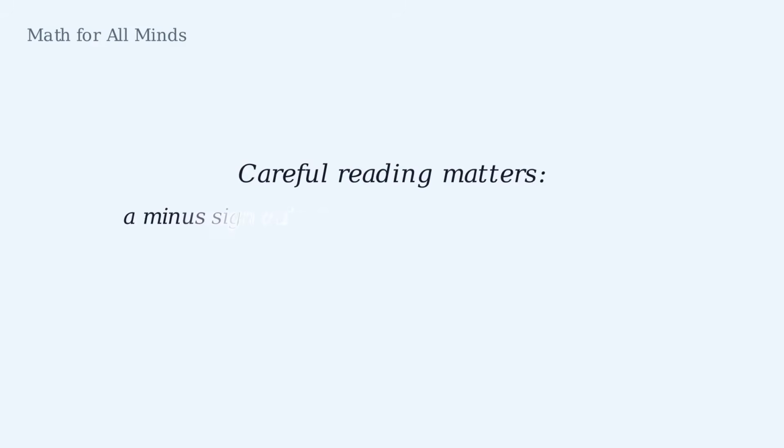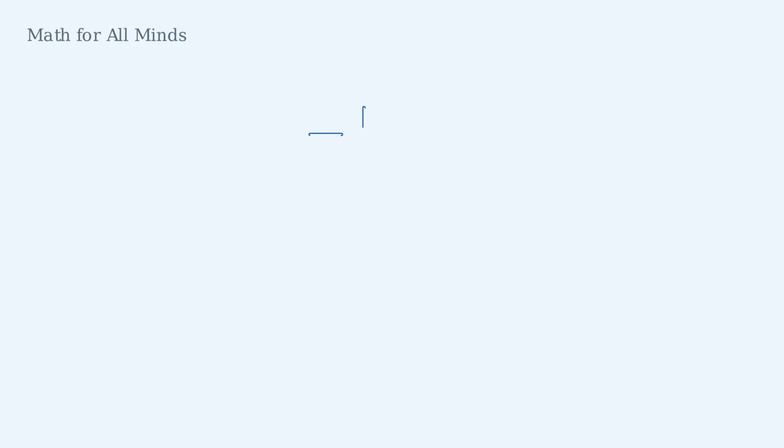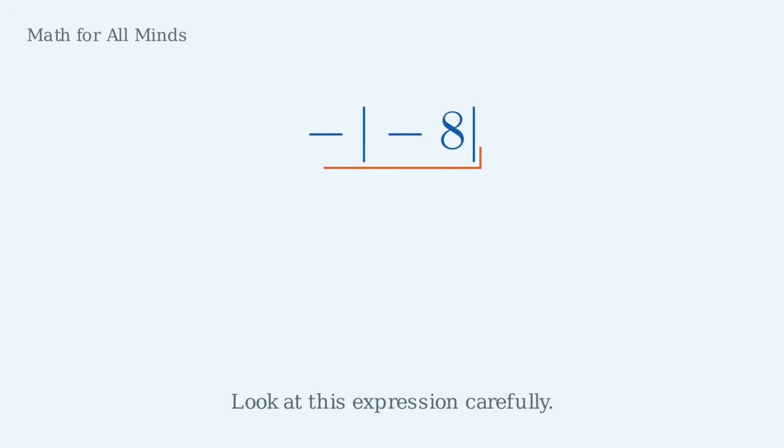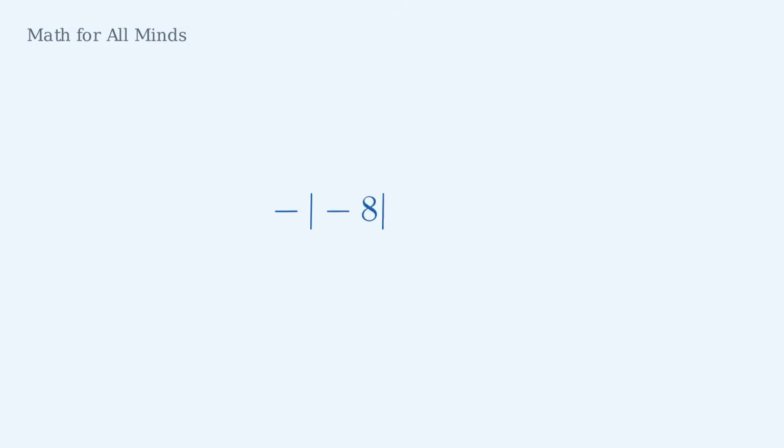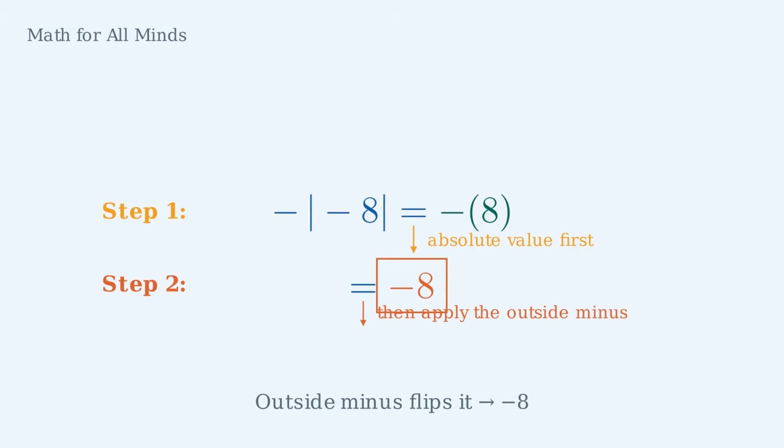Now here's where careful reading matters. Watch what happens with a minus sign outside the bars. Look at negative absolute value of -8. First we simplify inside. The absolute value of -8 is 8. Then the minus sign outside flips it, giving us -8.